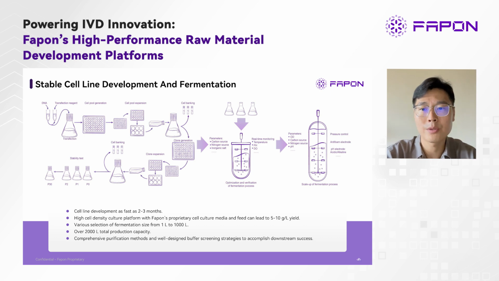In parallel, we also optimize the culture condition, including the media composition, the feeding strategy, and the bioreactor parameters such as the temperature, pH, and dissolved oxygen, to maximize the yield while maintaining the product quality during the process development. We have different fermentation sizes, ranging from 1 liter all the way to 1,000 liter for process development and manufacturing respectively. We have a total of over 2,000 liter manufacturing capacities, which in most cases enable us to support several customer projects simultaneously.